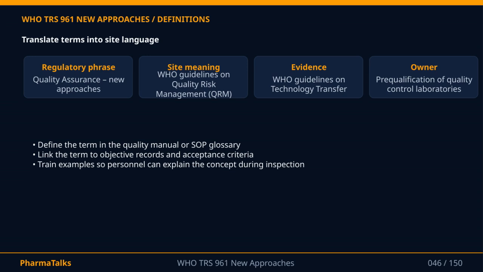Personnel training is also highlighted. Staff should be equipped to explain these concepts clearly when inspected. The slide also references WHO guidelines on quality risk management and technology transfer, pointing to foundational resources that support these new concepts. Pre-qualification of quality control laboratories and the designation of an owner for processes further strengthen accountability and quality oversight. Overall, this slide underscores the necessity of clear definitions, evidence-backed processes, and thorough training to align with WHO's updated standards.